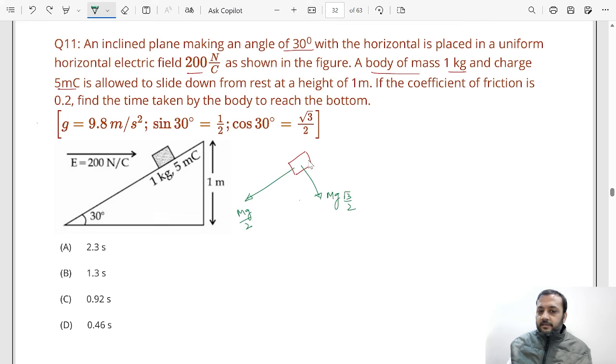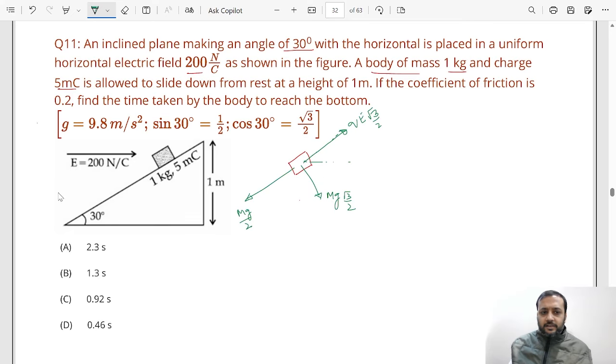So if I write that, basically look, this is the angle 30 degrees, horizontal. This angle is 30 degrees. So QE will go in the rightward direction. If I take the component of QE up the plane, that will be QE into cos 30. Okay, QE into cos 30. That means root 3 by 2.